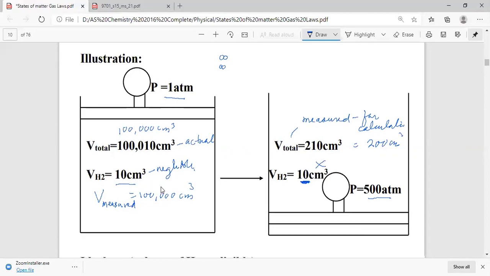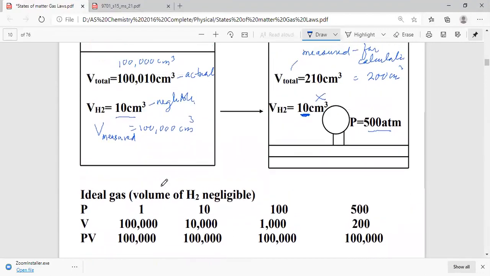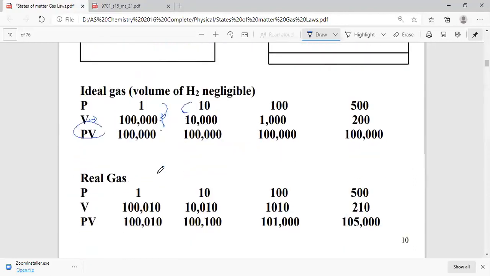Now if we look at the whole range here, if it's one atmosphere, this is the volume that is supposed to be, because the volume of the hydrogen is negligible, isn't it? So it's 100,000. And here at 500, we say it's 200, because we say it's negligible. As we go on, that is the whole range. At 10 atmospheres it is 10,000, at 100 it is 1,000. Of course, then you take P times V, which is equal to 100,000. Also 100,000. So this is a constant. Fantastic. That means if you plot the graph, it will follow Boyle's law.